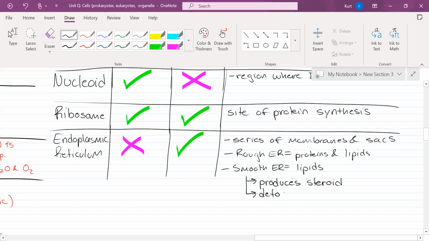So let's see if you guys can figure this out. If the smooth ER can really help to detoxify your whole system, what organ would you expect to have cells with a lot of smooth ER in it? Liver cells. That's right. Very good.